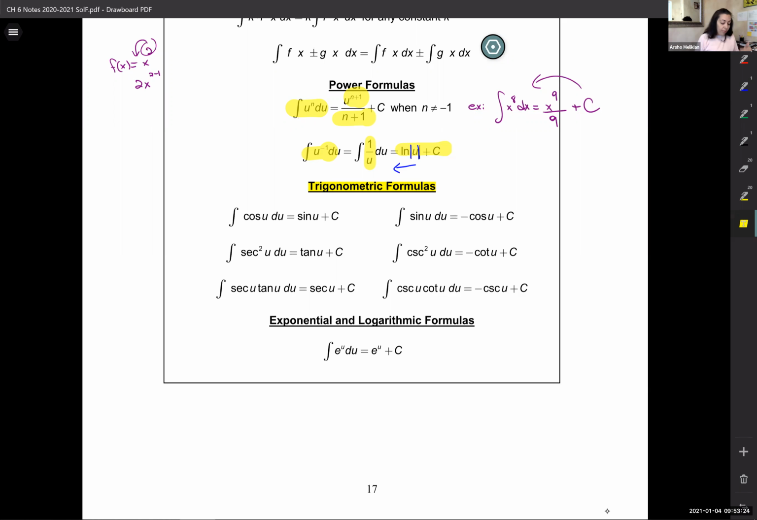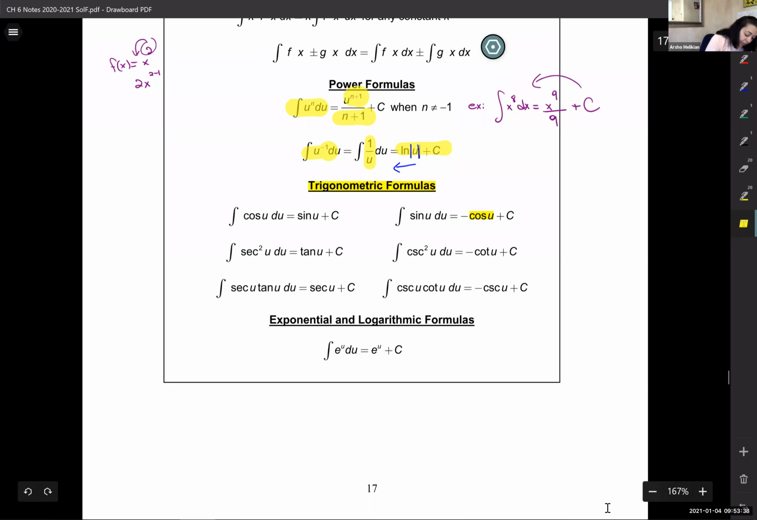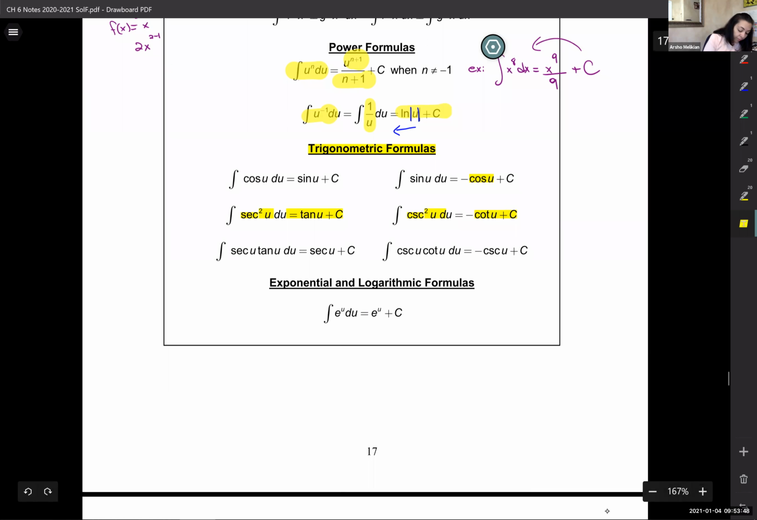So the derivative of cosine is sine. The derivative of sine is negative cosine. Remember, when you go backwards, there is a negative, now it's reversed. Secant squared is tangent plus c. Cosecant squared is negative cotangent plus c. And then secant tangent is secant. Always remember when you went backwards, the derivative of secant is secant x tangent x.